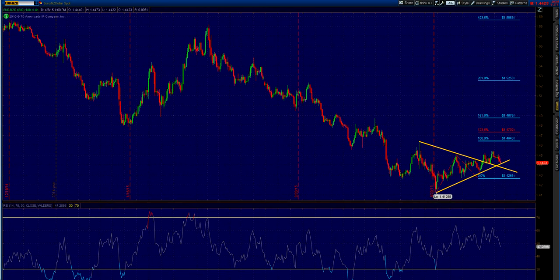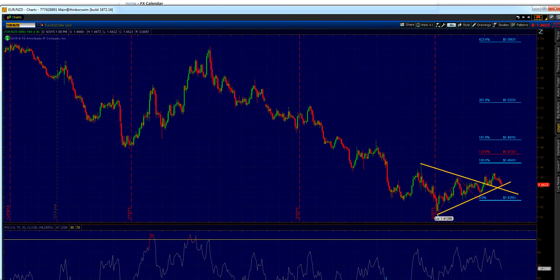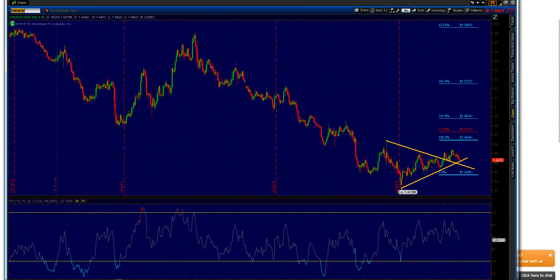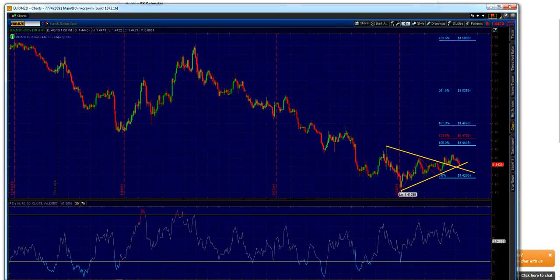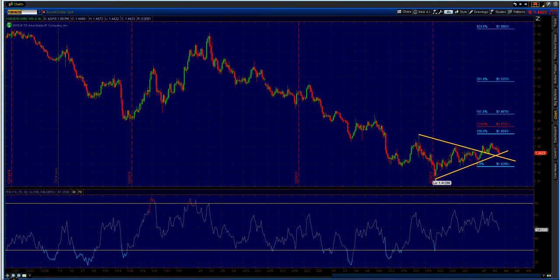Here we have the Euro Kiwi. I still like the setup for longs. I probably will not re-enter it though. But if you are looking at this trade and are still interested in market direction, bias is still to the top side because we had the top side break, so that's what the original play was, and then now we have the retest.